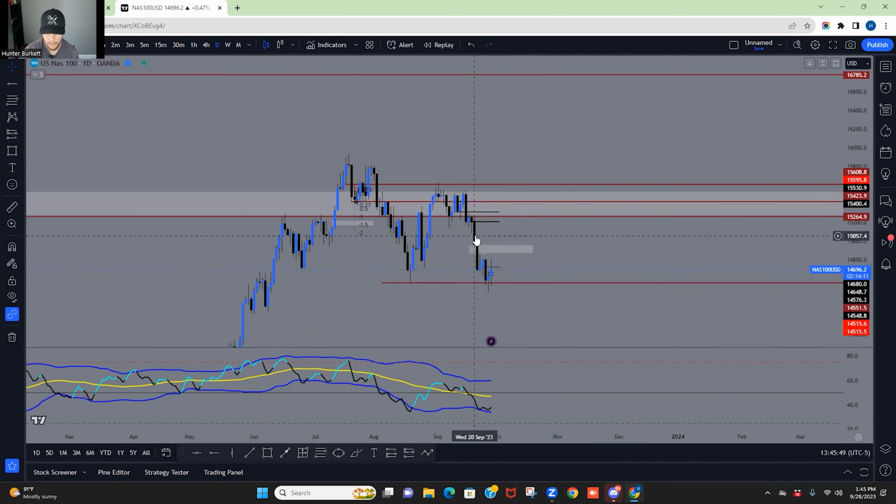Okay, there's a fair value gap. There's internal liquidity. There's internal fair value gaps. Okay, so that's what I think we'll revert back to. So now you want to break down to the 1-hour time frame.